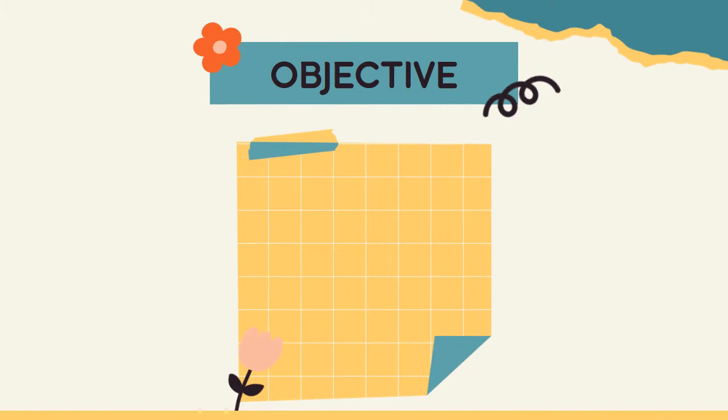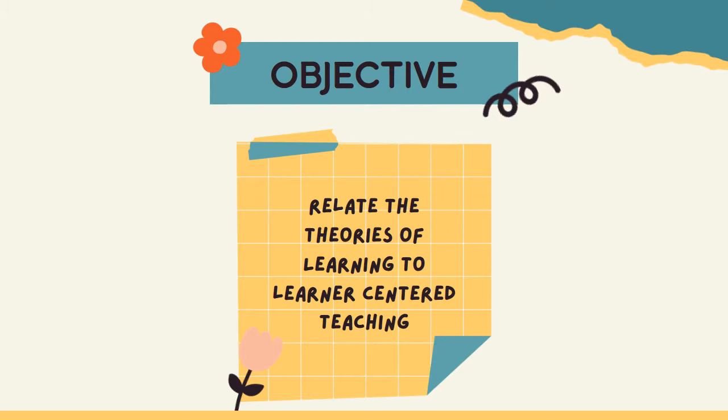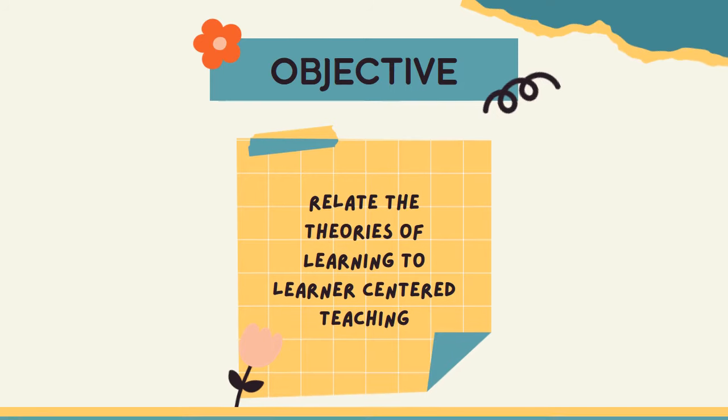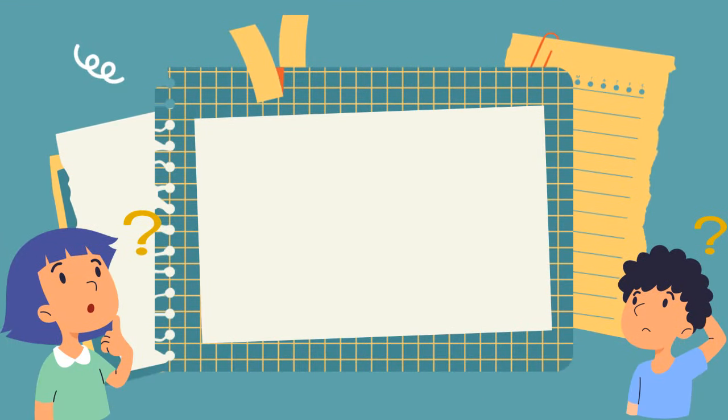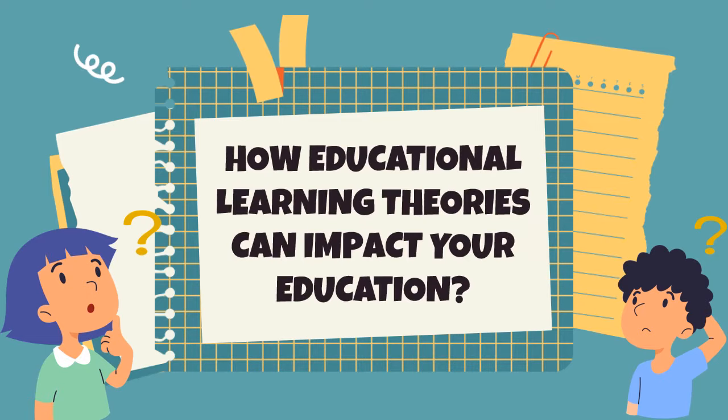For our objective, at the end of the lesson, the students should be able to relate the theories of learning to learner-centered teaching. Before we start our discussion proper, first, let me ask you this question. How do you think educational learning theories can impact your education? Anyone?